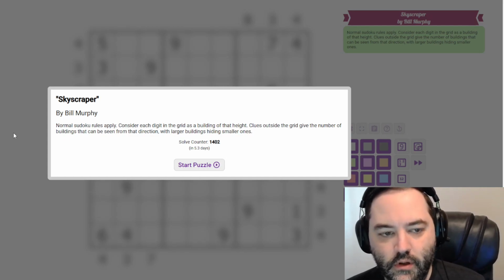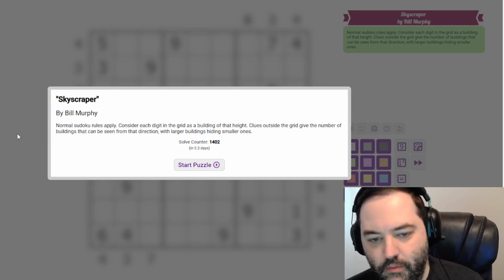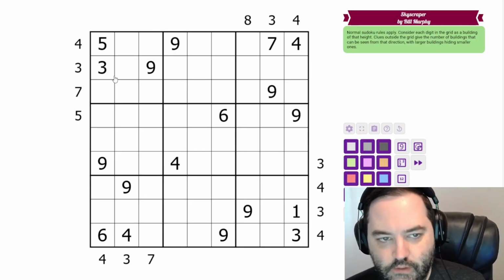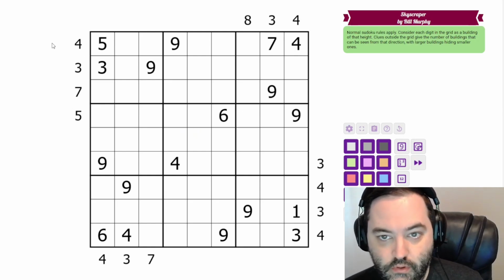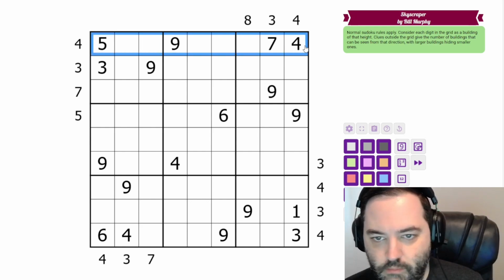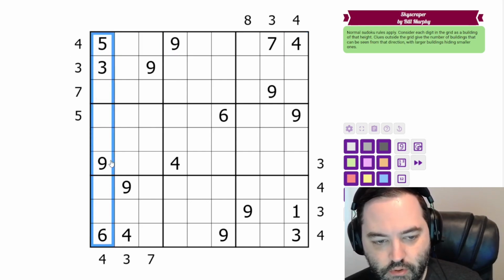I'm Philip Newman. Today I'm solving Skyscraper by Bill Murphy. Skyscraper is a Sudoku variant, but is also just a puzzle genre of its own. You can have it without the Sudoku rules. But we have normal Sudoku rules, 1 to 9 in each row, column, and 3 by 3 box.